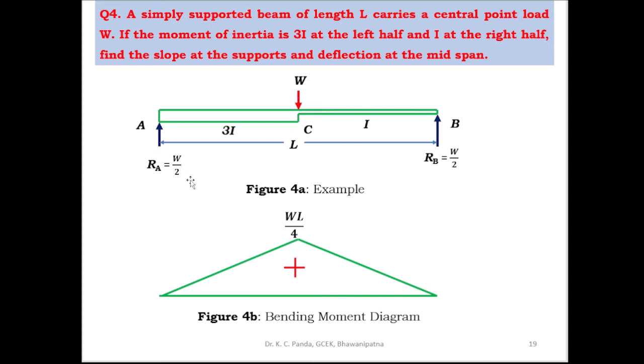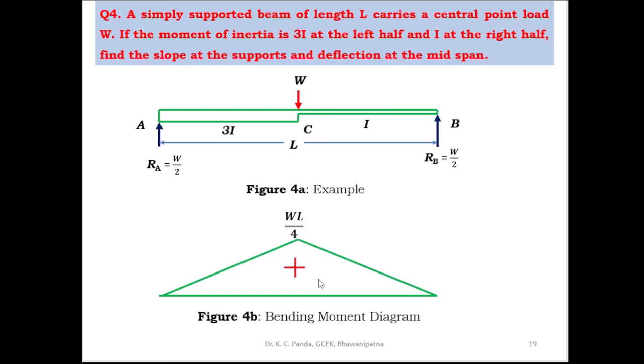So this is the reaction at A. The reaction is W by 2, and at B the reaction is W by 2, because the load is present at the midpoint. So the reaction at A and the reaction at B both are equal, that is equal to W by 2. So first you draw the bending moment diagram, as you know from the procedure. So first you have to draw the bending moment diagram of this beam. So this is the bending moment diagram of this beam, and here the maximum bending moment occurs at the midpoint. So that is equal to WL by 4, and this is the positive bending moment diagram.